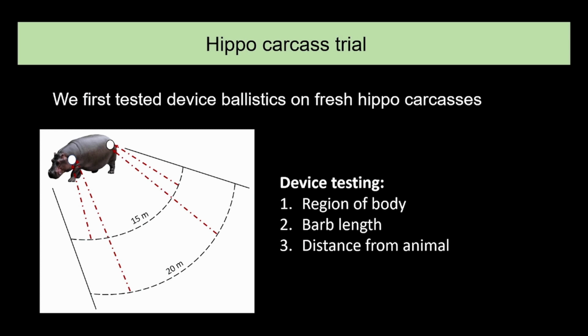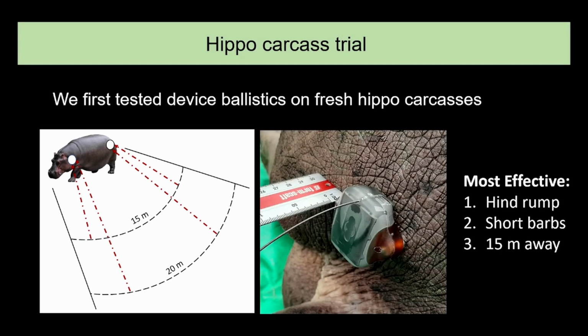And then we also tested the distance away from the animal that we need to be in order to get adequate penetration of these barbs. It's just a snapshot of what we found. We found that the hind rump would be the best location for these devices, primarily because of the additional fat layer that hippos have beyond their skin. That could provide protection of the barbs against the muscle tissue.